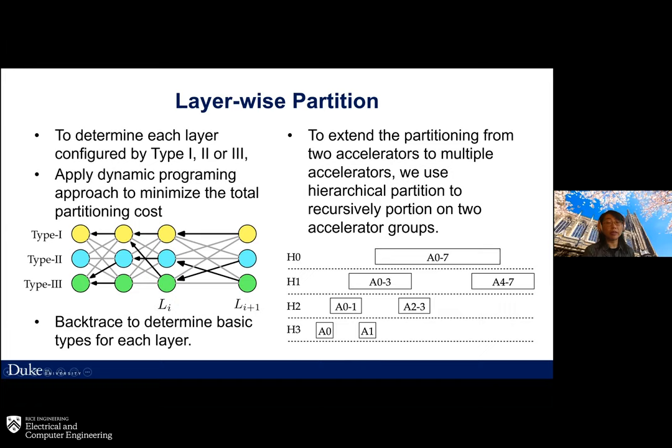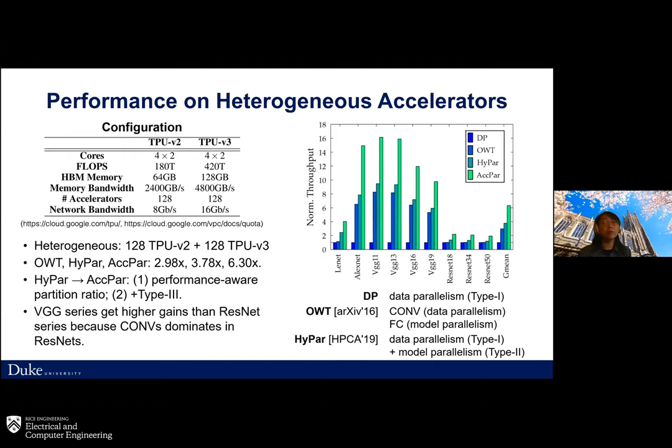Very quickly, here we show the performance on heterogeneous architectures. Heterogeneous here indicates we use TPU V2 and TPU V3 combinations. We combine our methodologies with data parallelism, previous work on OWT, and our own previous work on HyPar. Due to the time constraints, as you can see, from HyPar to ICPAR, basically we have this performance-aware partition, and also the type 3 partition methodology, so it gains.